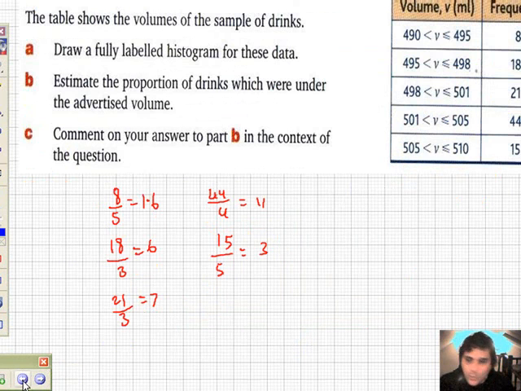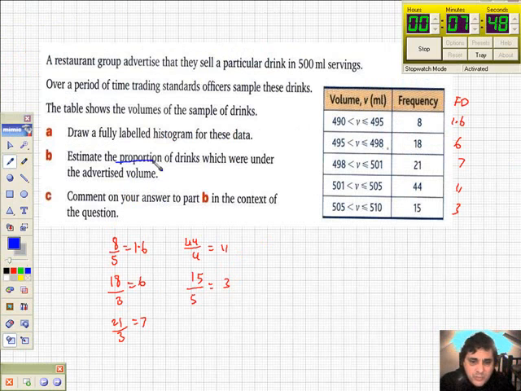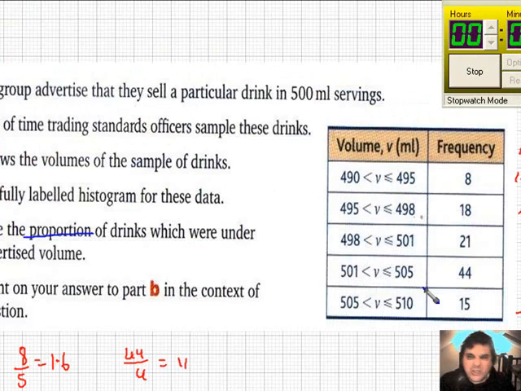Right. What proportion do we have? Well, it's 40 out of how many? It does say the word proportion, doesn't it? So that would imply just do a fraction or a percentage. What have we got so far? Doesn't tell us. Let's get the total. We've got 8 plus 18 plus 21 plus 44 plus 15. Okay, we have a sample of 106. Let me just check that.